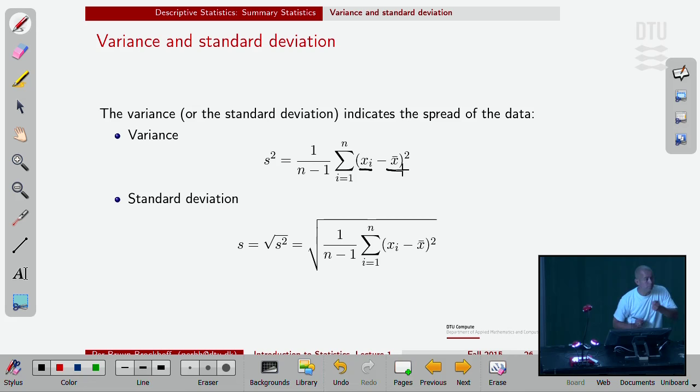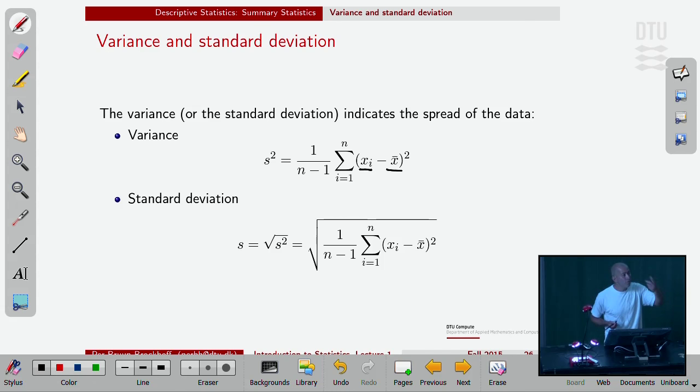That is how different the person is from the mean, right? And then we can take those five differences and average them. That's sort of the short version. The specific thing is we do it on the squared scale. So we average on the squared scale.